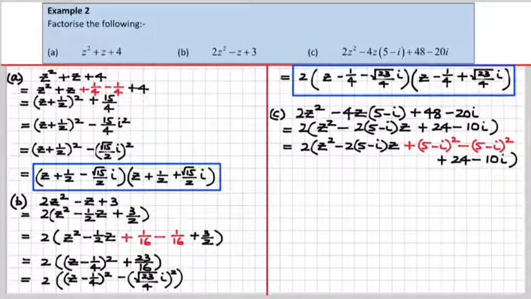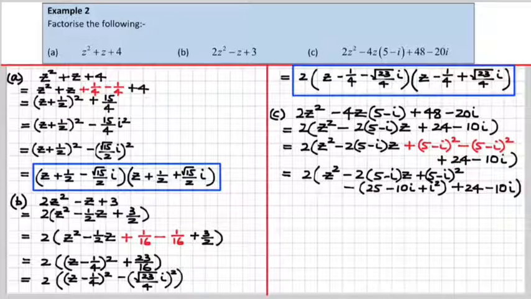There it is, okay? So half of 2 into 5 minus i is just 5 minus i. Then you square that term, then take it away again so that you haven't changed the overall value of what you've got here. And we already had that term there, the 24 minus 10i. Okay, now let's do the next line. So we've got here this and this and this as the same as what we had before.